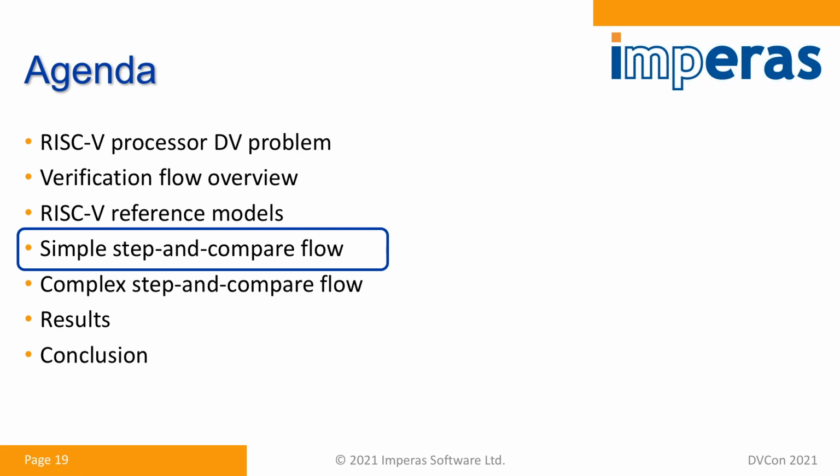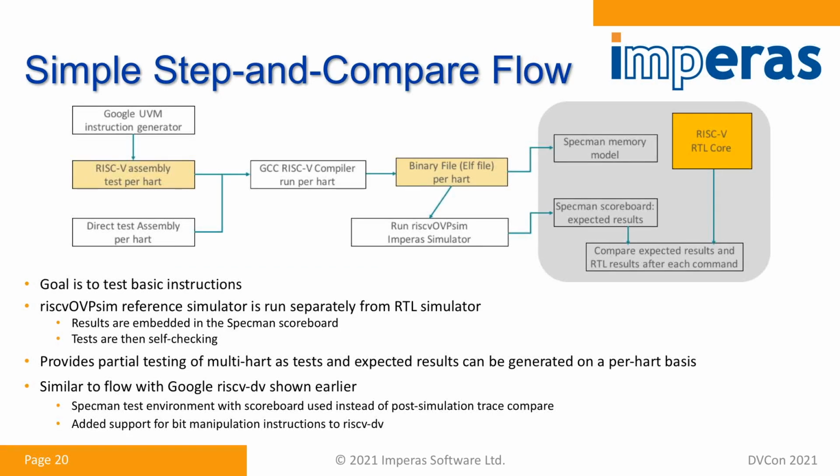So let's look first at the simple step and compare flow that was used. So here we show this simple flow. This is using the Google instruction stream generator. Tests are generated on a per hart basis because actually we're looking at a multi-hart processor. And then those tests are run into the Imperas reference model and also into the Specman environment here.